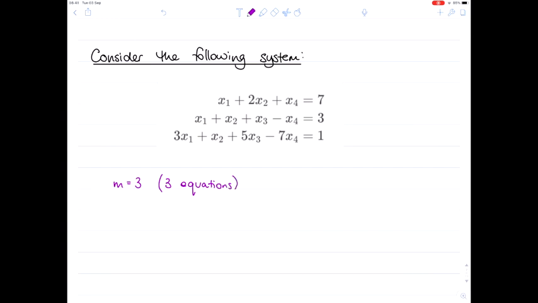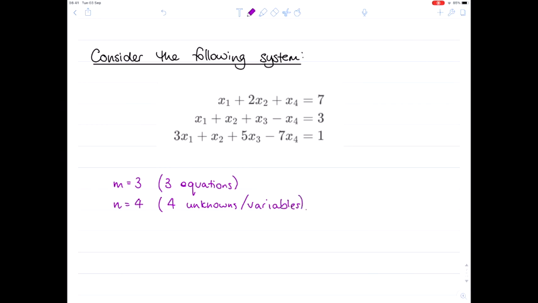How many variables have we got? Well, we've got an x1 and an x2 and an x4, oh, and there's an x3. So our n is equal to 4. So this is 4, you might be used to saying unknowns or variables.